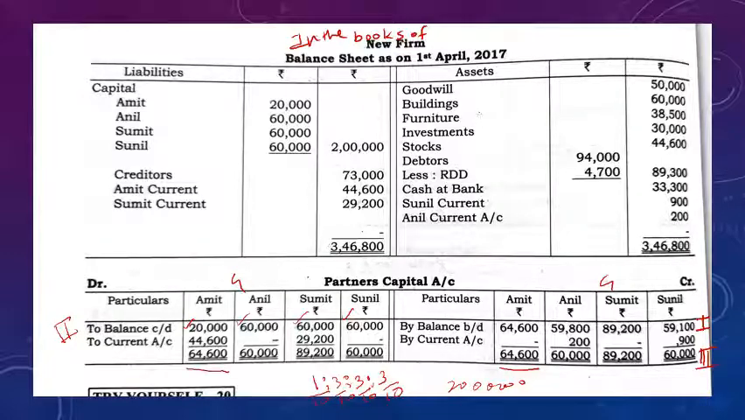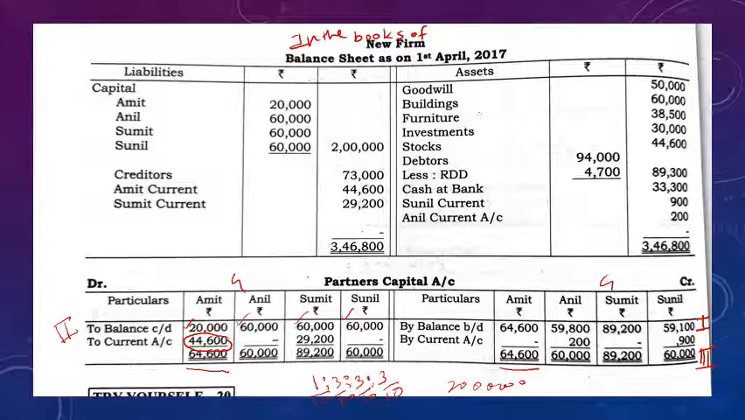Now let us prepare the balance sheet. First step, we are going to write the new capitals. So these were the new capitals: 20,000, 60,000, 60,000, 60,000. So total is what? 2 lakh, which we have earlier known. From that 2 lakh only we calculated these capitals by multiplying with their new PSR, right?